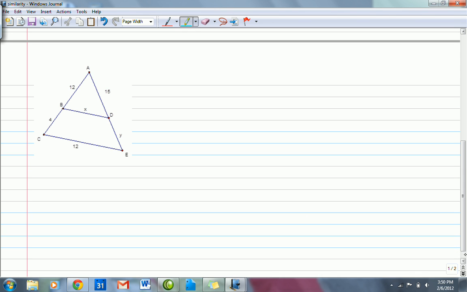Here's another example where we have two similar triangles, and what I'm going to do is split them up so you can see them a little bit better. We'll call the top triangle ABD. And then we'll say that's similar to the whole triangle ACE. So top triangle ABD is similar to the whole triangle ACE.